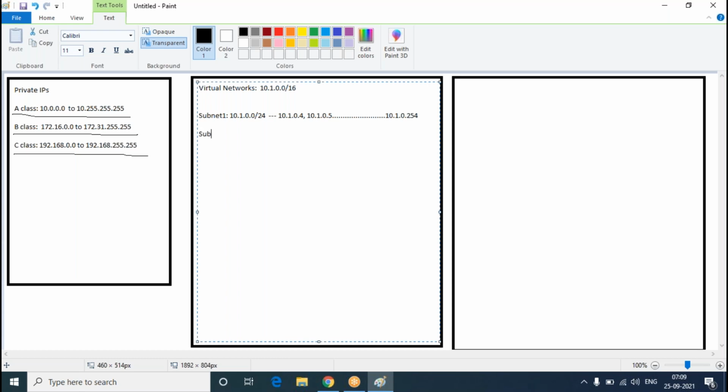Now subnet 2 in the same network. Subnet 2 will be 10.2.0.0/24. Okay. Sorry, this must be 10.1.1.0. 10.1 should be the same across all subnets because each subnet should follow the network. If you look at this one, 10.1.1.4, 10.1.1.5, this can grow up to 10.1.1.254. If you talk about subnet 3, what can subnet 3 be like? Can anyone tell?